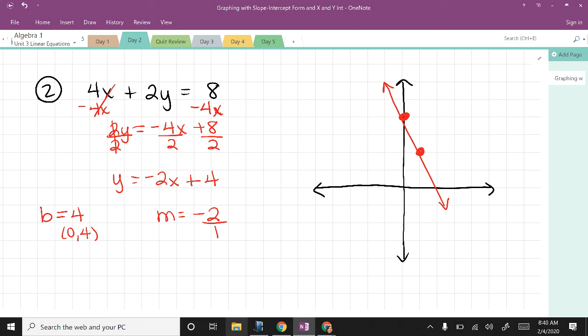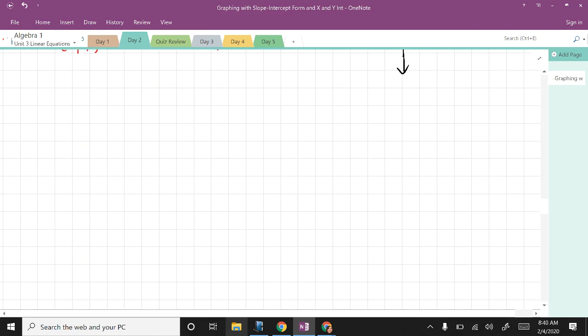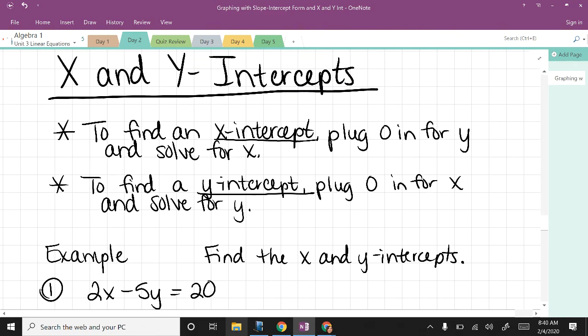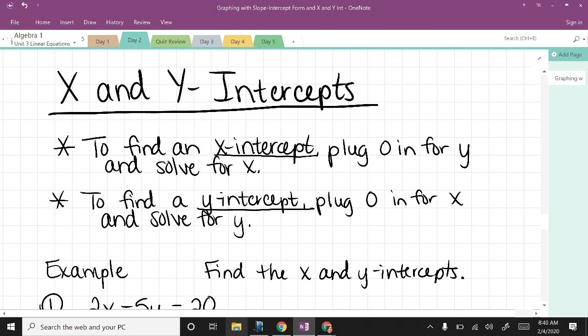All right. So we're going to learn another way to graph a line. Write that down. We still are on graph paper. Y'all write that down. This will be the last material that's on your quiz tomorrow. Graphing using x and y intercepts.